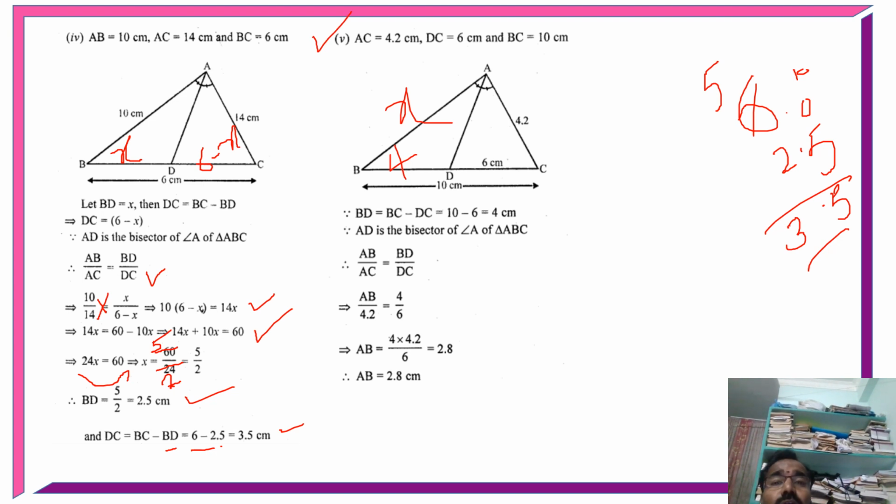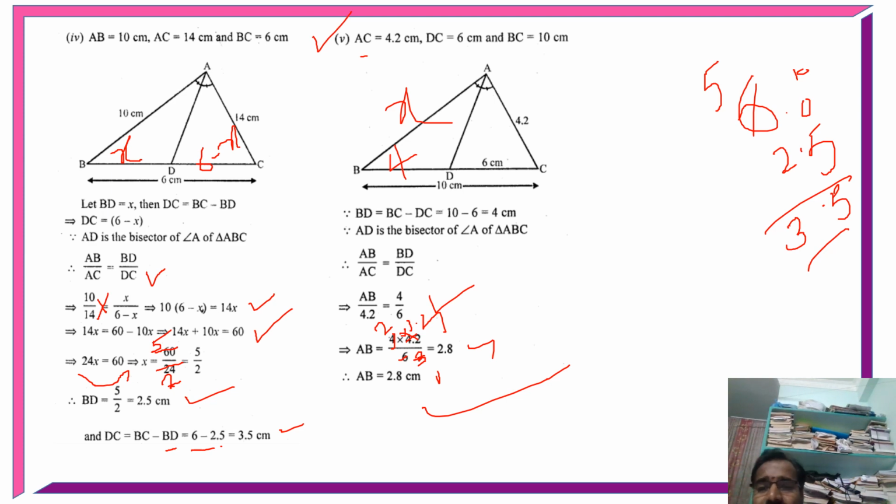AB by 4.2, given, equals 4 by 6, because 6 is given and the overall length is 10, so automatically BD becomes 4. So 4 by 6. After transposing to one side of the equality and doing cross cancellation, 2 2s, 2 3s, and 3 1s, 3 14s are 42, but the decimal point is there. So 1.4, and 2 into 1.4 is 2.8 centimeters. By using the angle bisector theorem, we can solve.